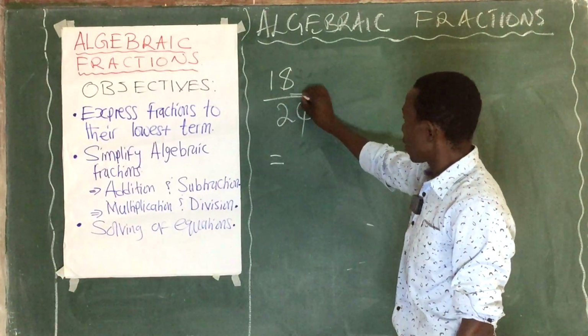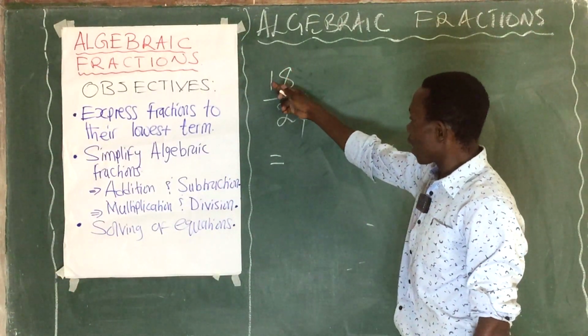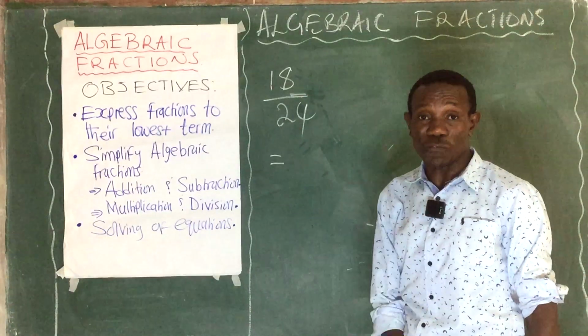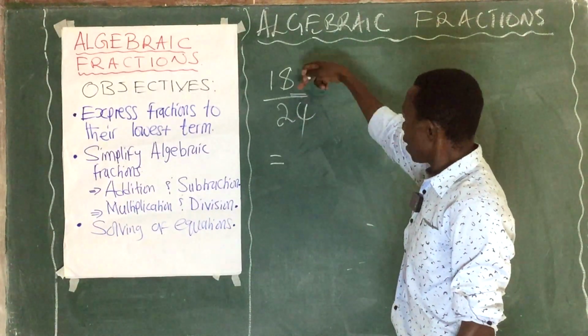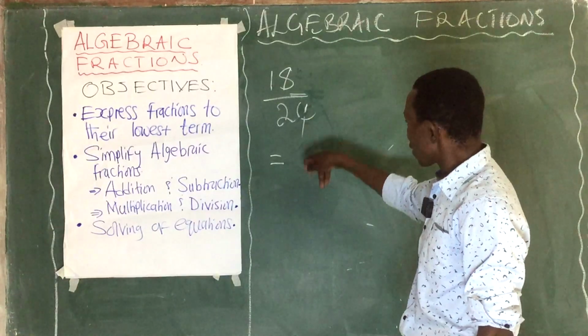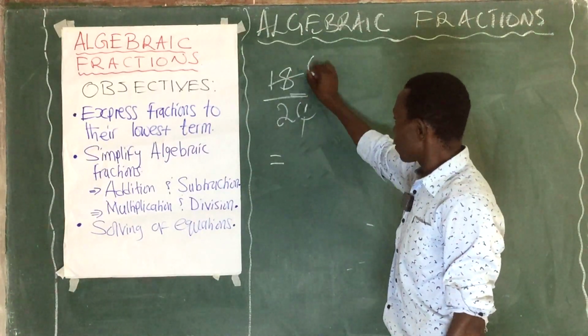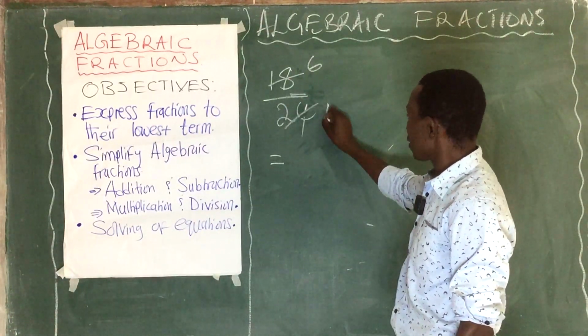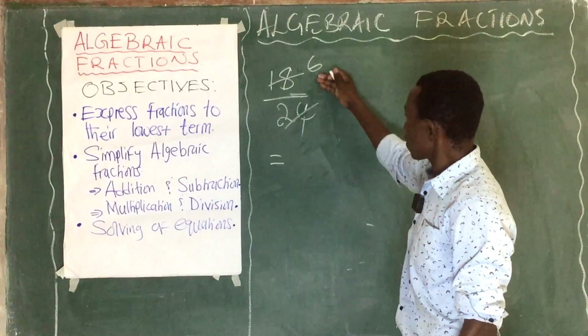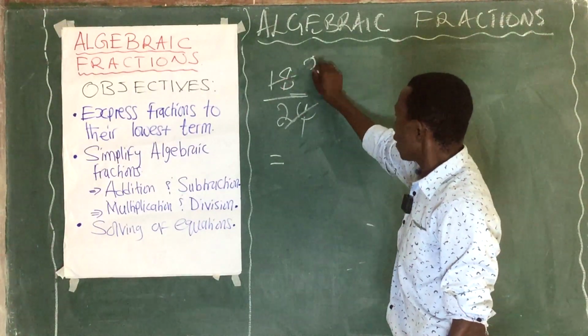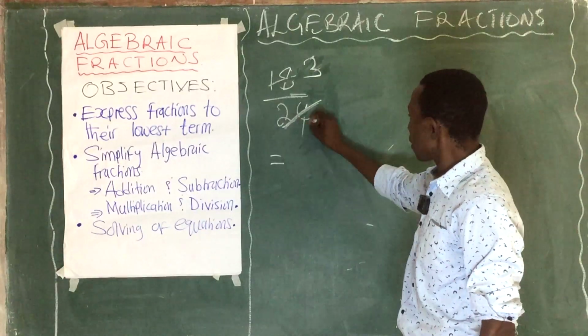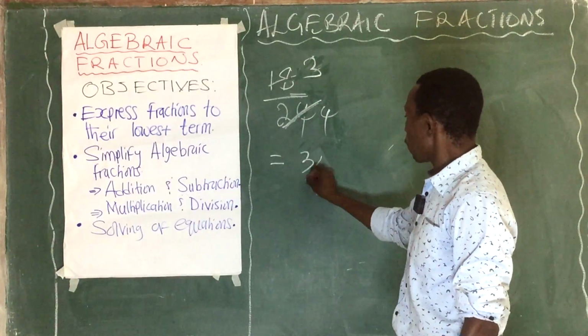So you consider dividing the numerator and the denominator by a common factor. 18 over 24 is as good as having a common factor for this of 6, and for this one, 4. So if 6 goes into 18 how many times? 3 times. 6 goes into 24 how many times? 4 times. So you have 3 over 4.